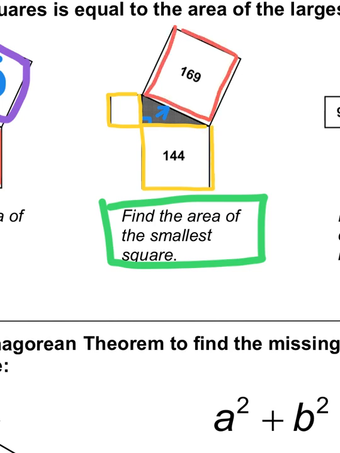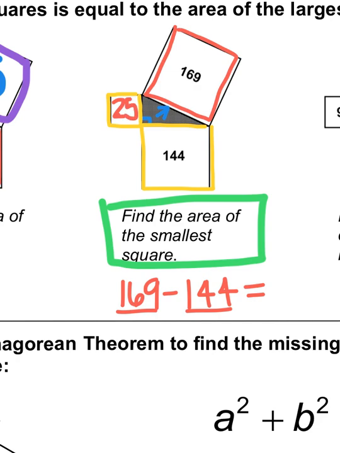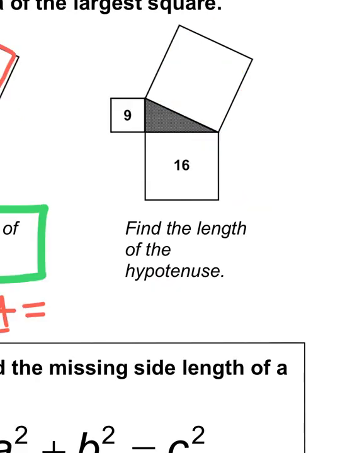Well, you can see we cannot use addition because we're missing the square of that leg. So this time we will have to use subtraction in order to solve this problem. So we subtract the hypotenuse minus the square of the given leg, and we find that the square of the missing leg is 25.